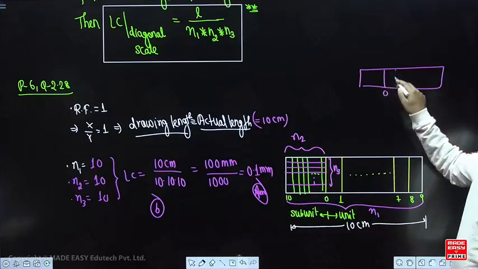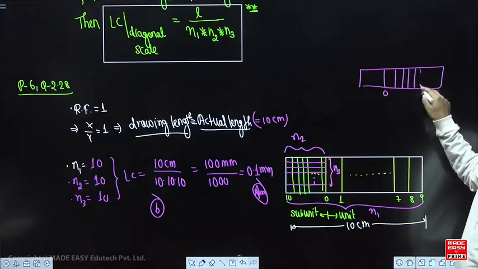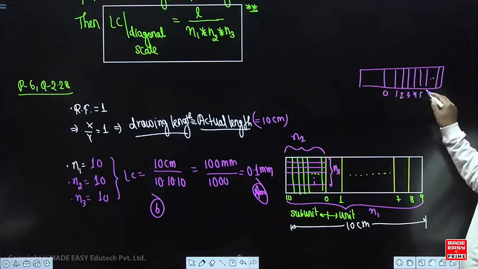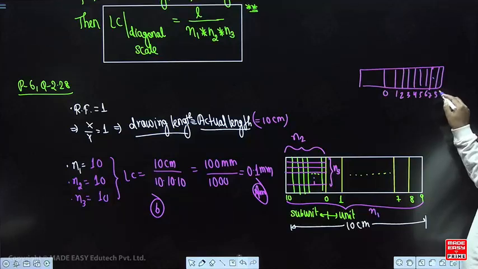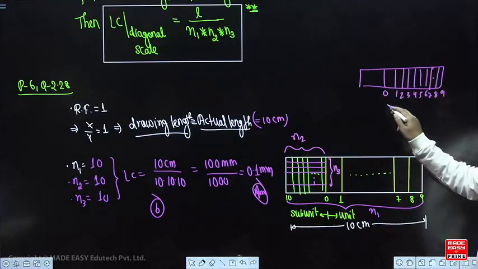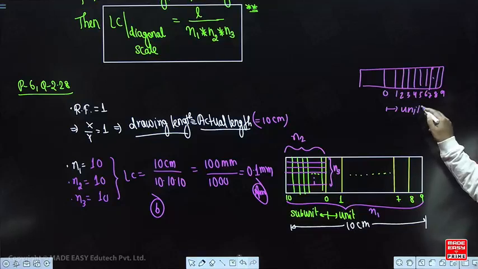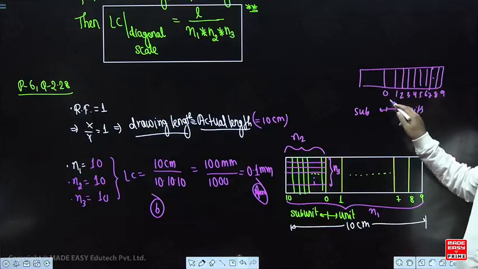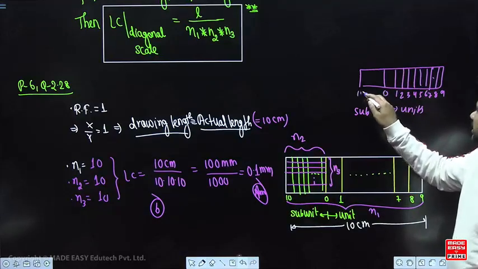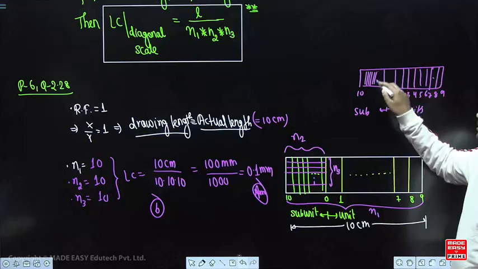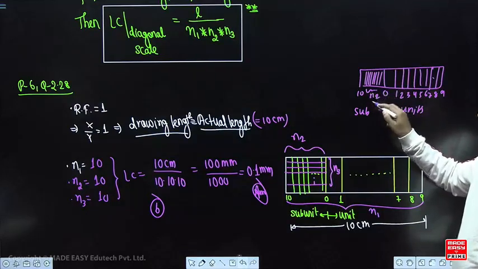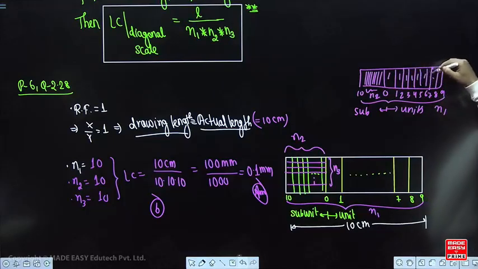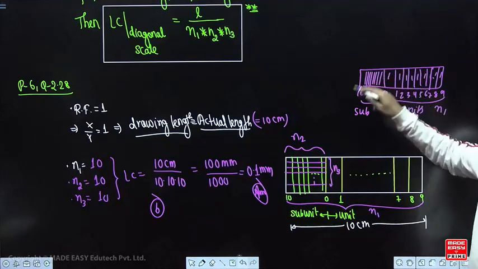This is 0, this will be 1 2 3 4 5 6, so 7 8 9, correct? So these are the units. This will be your subunits. So right, how many divisions have you done? So here 9 and here total 10 divisions. So this is your N2, correct? This total will give you N1. So how many divisions? 1 2 3 4 5 6 7 8 9 and one more here, this one. So 10 divisions.